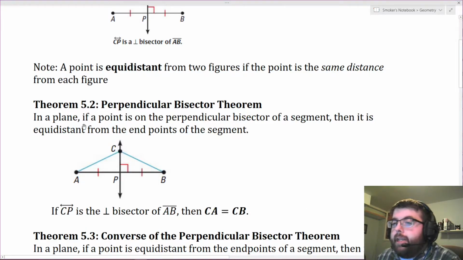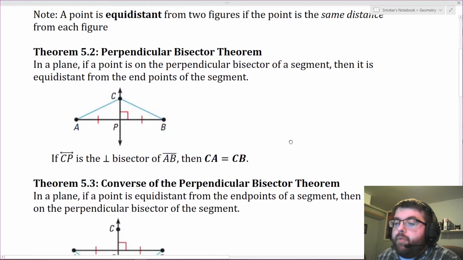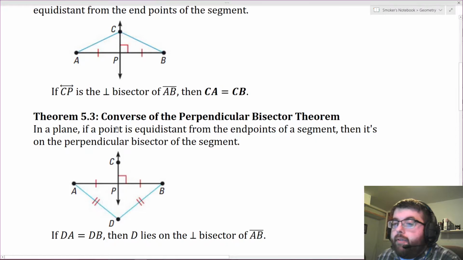We have the fact that if a point is on a perpendicular bisector, then it is equidistant from the endpoints. Well, the converse of that would be if a point is equidistant from the endpoints of a segment, then it must be on a perpendicular bisector. So maybe it's not shown, but if you know that D is the same distance from A as it is from B, then there would be a perpendicular bisector, a line that would extend through D. So that would have to be the case.